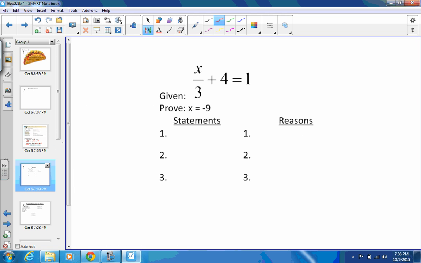The left side is always a statement to help us prove what we're trying to prove. The right side is always the reason for why we can state that thing. So we're starting with x over 3 plus 4 equals 1. The first thing you'll always put is the given, and that is our given. This is what we're given, so our reason is going to be given. Now, the next step, I hope you remember, you would subtract 4 from both sides, so you just have x over 3, and if you subtract 4 from 1, that would cancel out, and then you have negative 3 over here. That would be the subtraction property of equality.